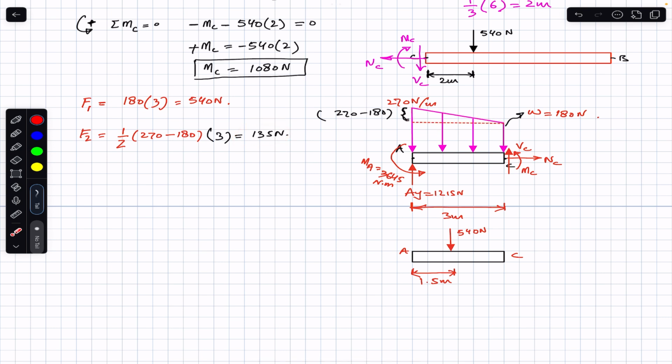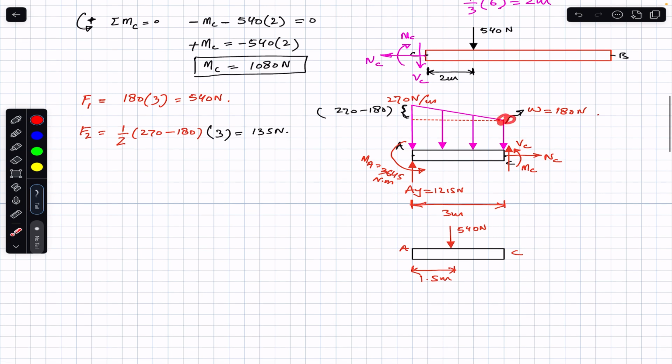And this 135 Newton force will now act at the centroid of this triangle. The centroid of this triangle is at a distance of 1/3 from the base, or 2/3 from the apex, and 1/3 from this end. So the location of F2 is 1/3 from point A, and 1/3 of this AC length. The AC length is 3 meters, so 1/3 of 3 is 1 meter. So the 135 Newton force will act at a distance of 1 meter from end A.